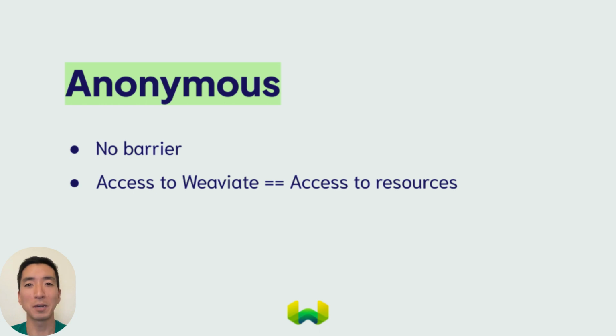First, let's talk about anonymous access. This is the most simple but also the least secure. With this option, there's no barrier to interaction. If you have access to the Weaviate instance, you can perform any action.